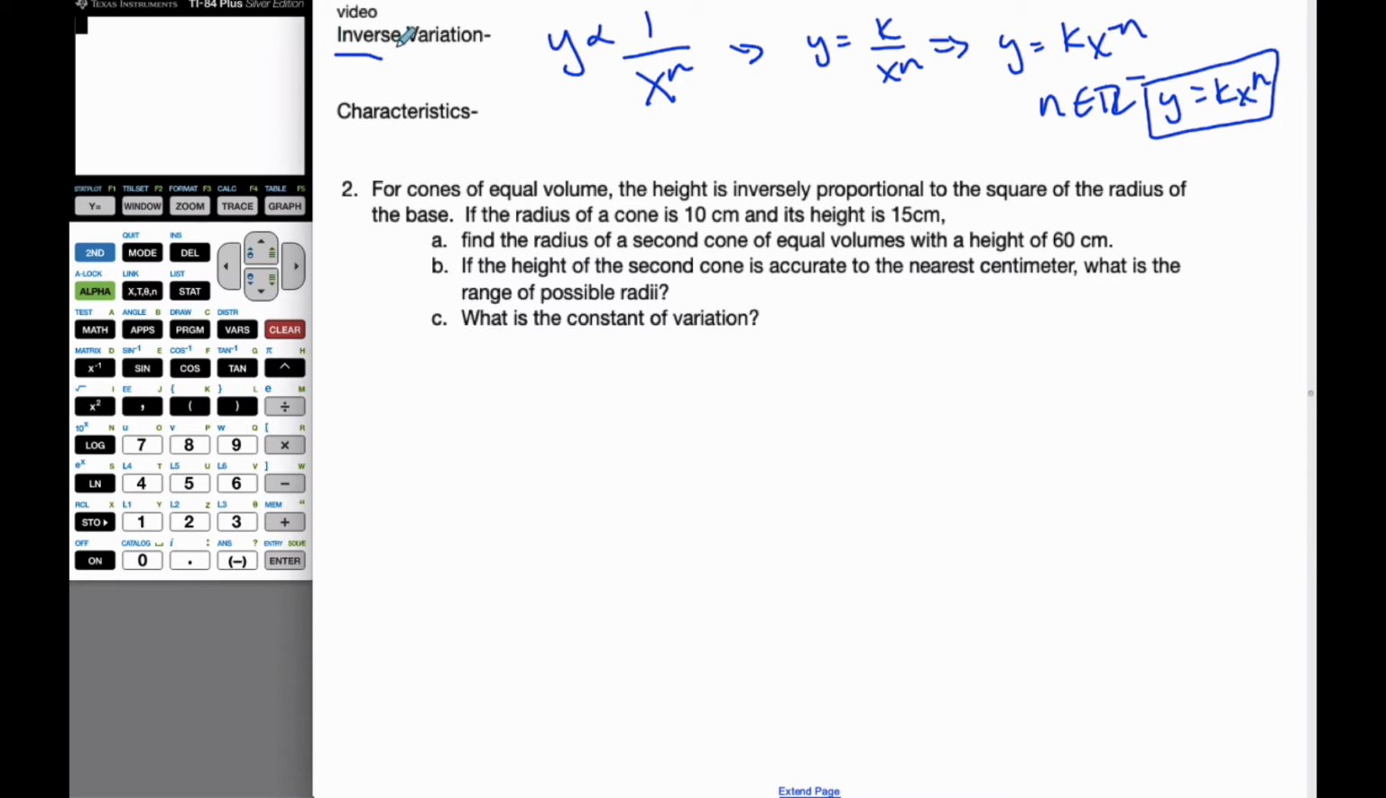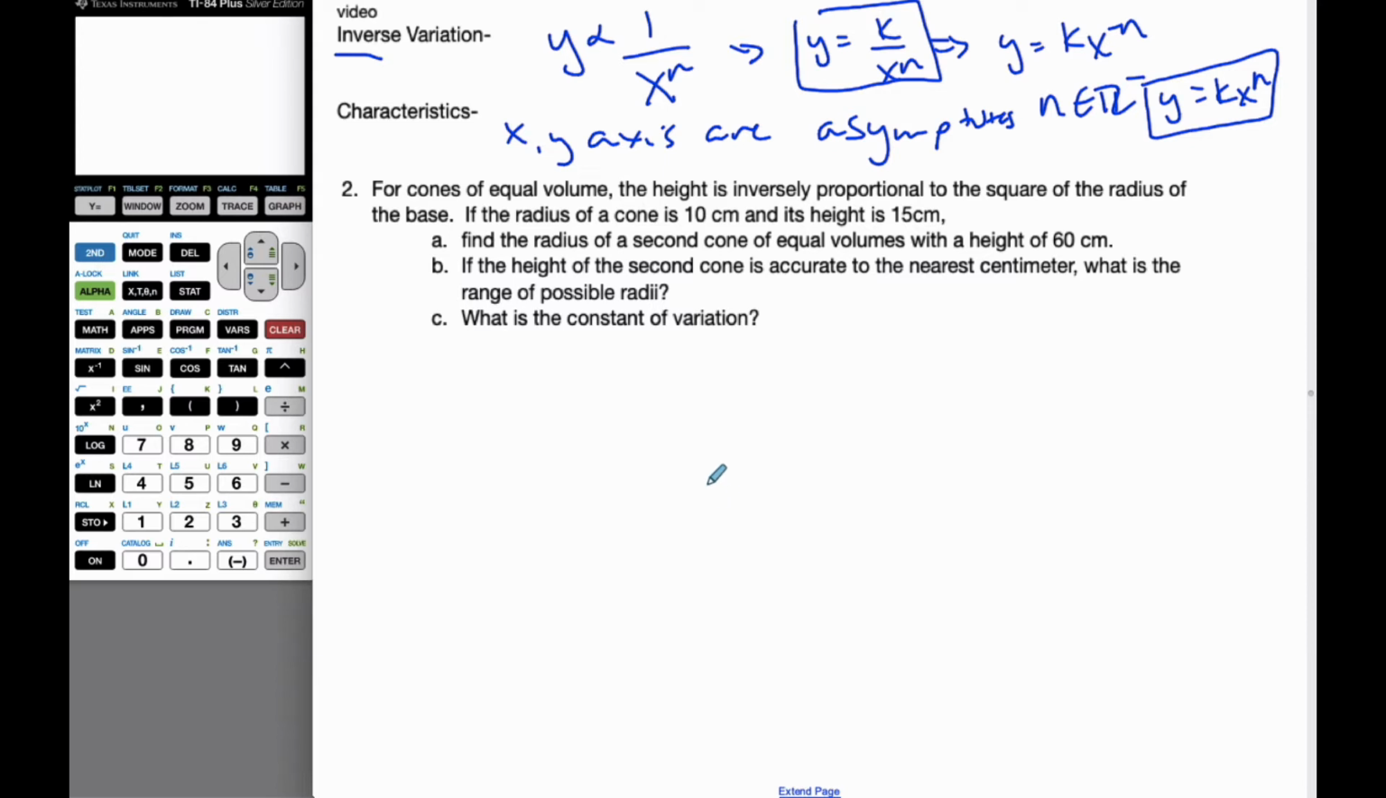When it is inverse variation, when I consider these types of equations, one of the things I know is that I'm not allowed to divide by 0. So x will never be 0. And as x gets really large, this calculation will go to 0. So a characteristic of inverse variation is that the x and the y-axis are asymptotes. And so that is the characteristic of inverse variation.